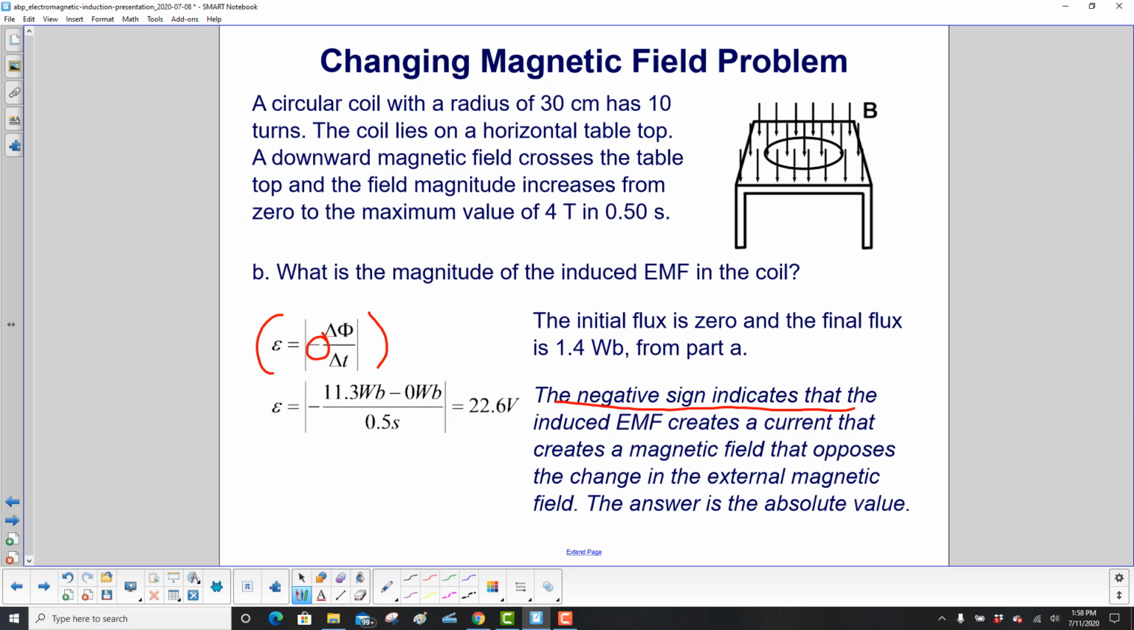So our initial flux is 0, and typically whenever we have a change, it's final minus initial. The final flux is 11.3 Webers. We calculated that on the previous slide, and it takes half a second to do that. And the negative sign here, that's just giving us the direction. We don't need it because we're asking for magnitude, and we get 22.6 volts.